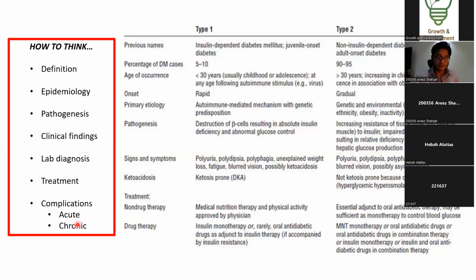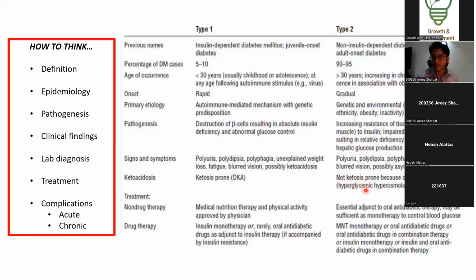Then we move on to complications. Complications, you can divide them into acute and chronic. Acute complications for type 1 is ketoacidosis. For type 2, we said there's still some insulin effect, and so this usually prevents ketoacidosis. The complication of type 2 is called hyperglycemic, hyperosmolar, non-ketotic syndrome.